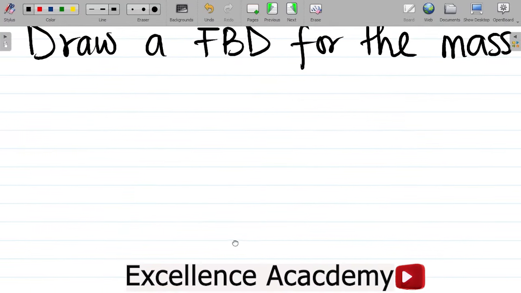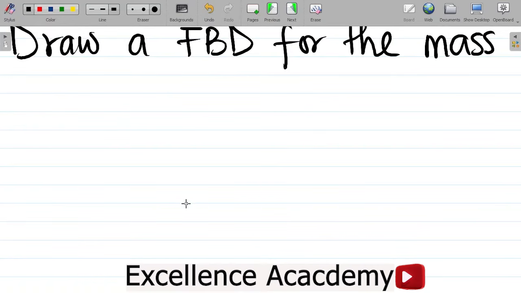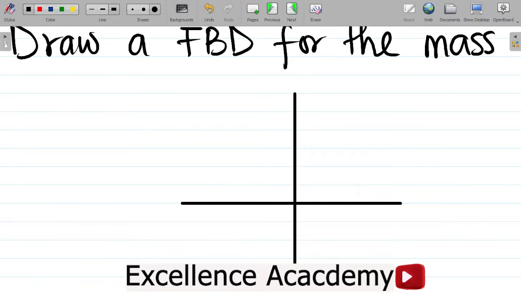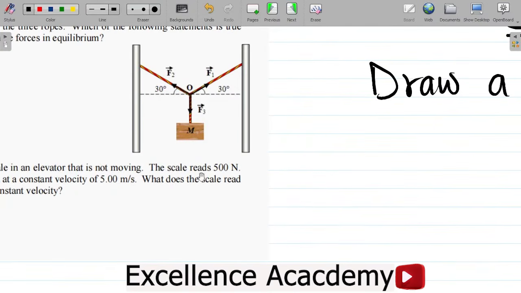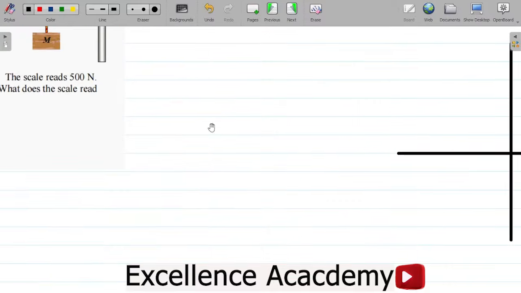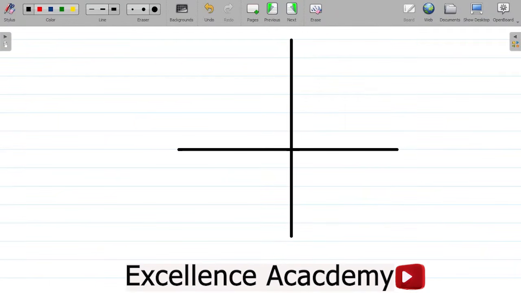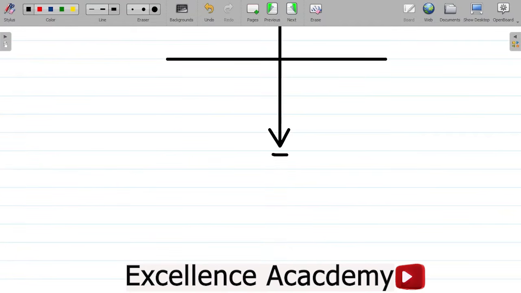Let me focus more on getting the forces. Pointing downwards, you can see downward here is F3. So coming down like this is F3. F3 is coming down. So we have F3 pointing downwards.